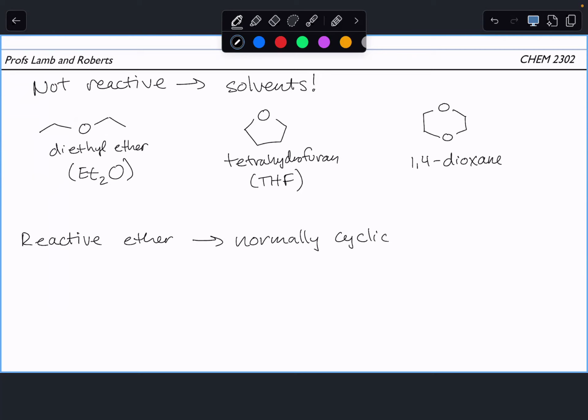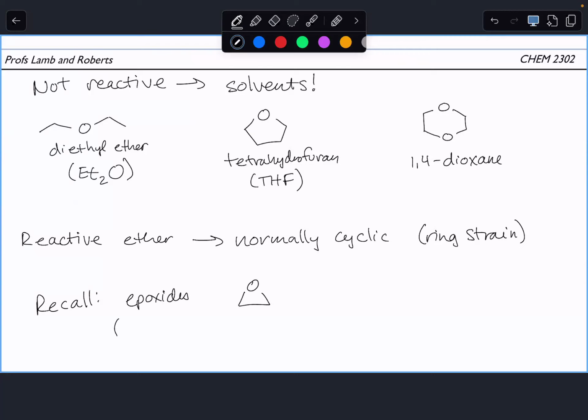Right? So remember we talked about the concept of ring strain, which makes them reactive. So recall we have talked about epoxides. So that's the 3-membered ring. That is an ether. You might also hear epoxides called oxiranes. I don't know why there's 2 names for it, but there are. Most people call it epoxides, I would say.